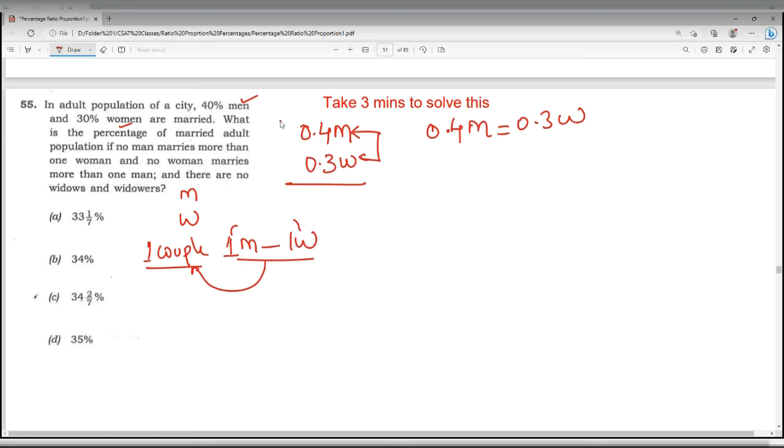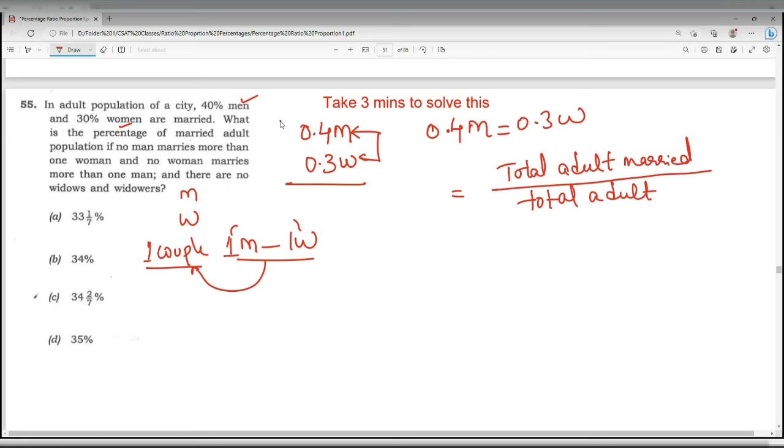What they're asking is: what is the percentage of the married adult population, if no man marries more than one woman and no woman marries more than one man? To calculate the percentage, in the numerator you have to calculate the total adult married population, divided by the total adult population.